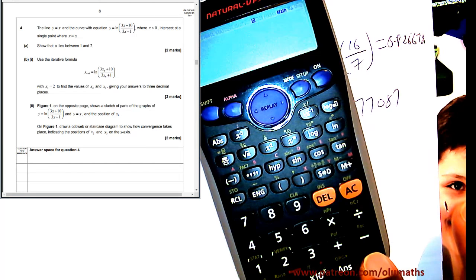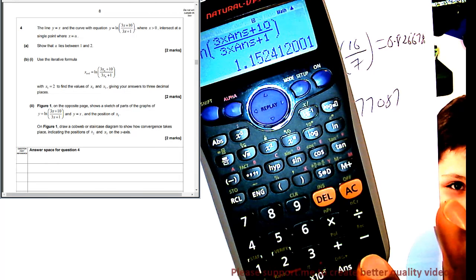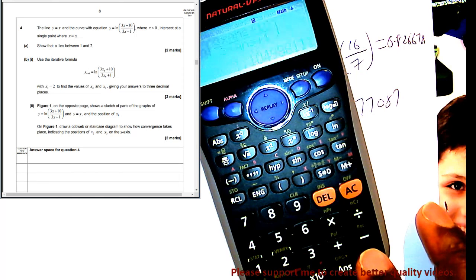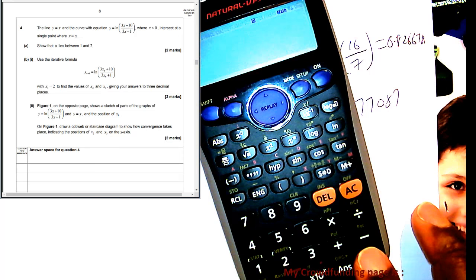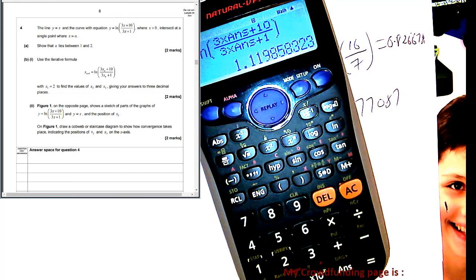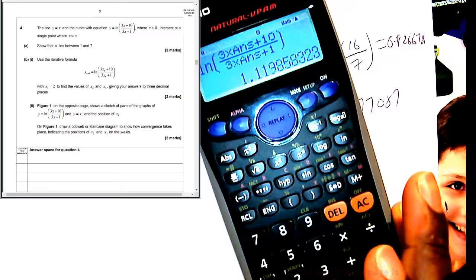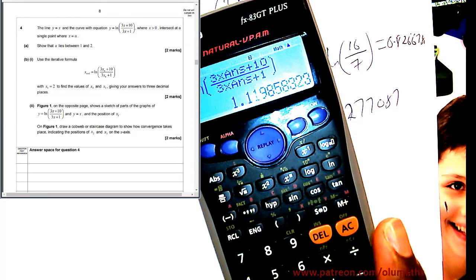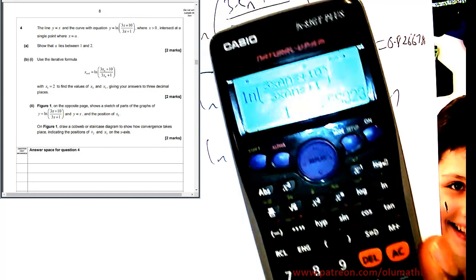So equals 1.05, equals 1.15, equals 1.1, equals 1.1, and again, I'm going to keep pressing equals till I notice that it's no longer changing, and that's my solution. So now I've stopped, I'm no more pressing the equals, because I've seen it's not changing. So the actual root, the actual solution to this problem is 1.11985, and so on. But you can see it was easy for me to find out because I just had to keep pressing equals. So if you want to try that at home, you can.